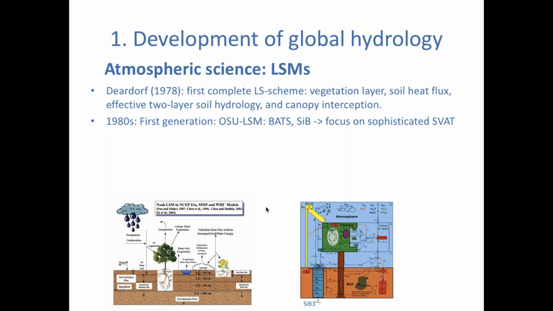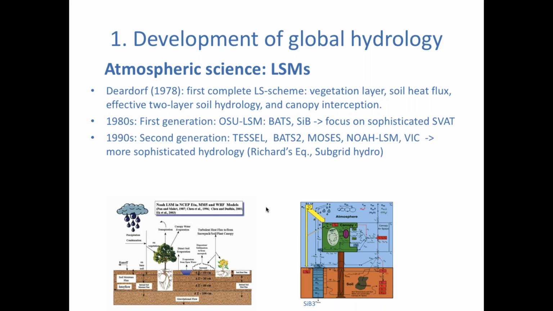These focused really on trying to model the soil, vegetation, atmosphere transfer as well as possible, and they focused on what happened in the canopy and the vegetation much more than on the hydrology. So the hydrology in these first generation schemes was a little bit simple. Then about 10 years later, people started to realize that these schemes are a little bit simple hydrologically.